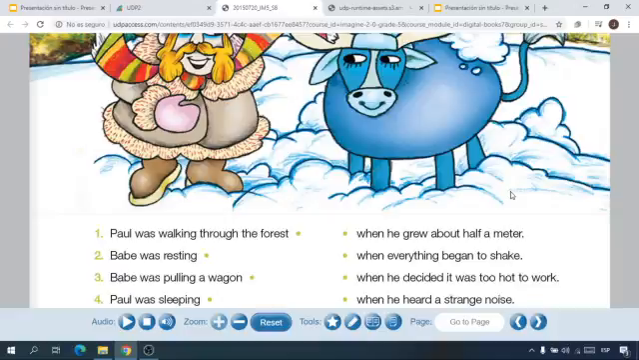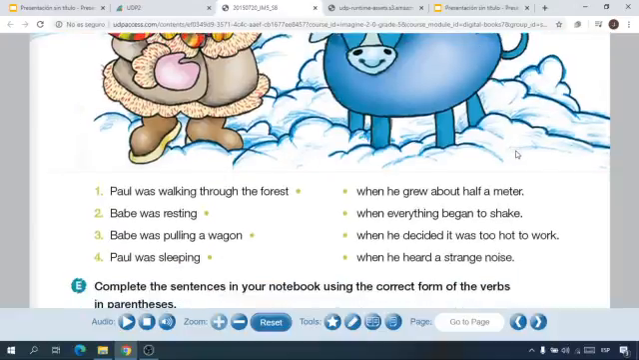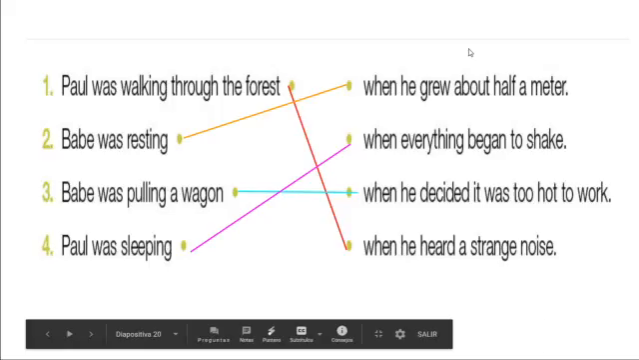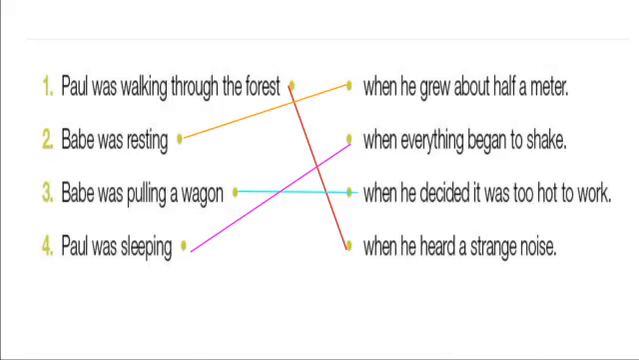Okay, my dear students, according to the listening, de acuerdo al listening, please match this action with this action. La primera acción con la segunda acción. Please. Now, my dear students, we are going to check your answers. Vamos a revisar sus respuestas, ¿ok? According to the listening, Paul was walking through the forest. Paul estaba caminando a través del bosque.